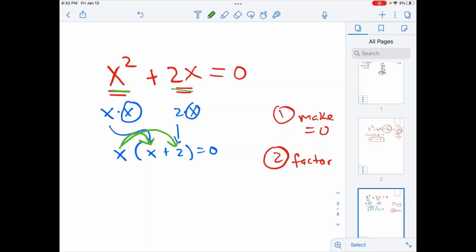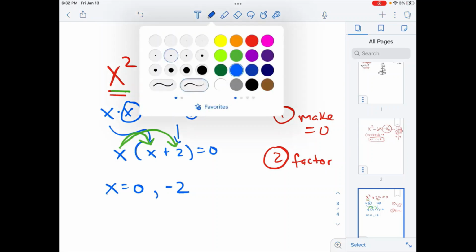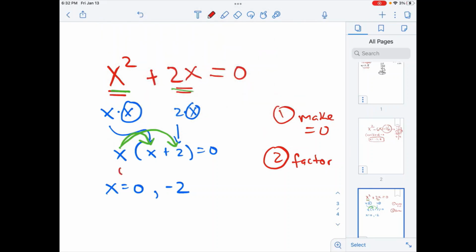So we've made it equal to 0, we factored it, and so our solutions are going to be x equals 0 and x equals negative 2. The reason these are solutions is because if I drop them into the equation, I'm going to have 0 times 0 plus 2, which is 0 times 2. 0 times 2 is going to be 0. So 0 is a solution.